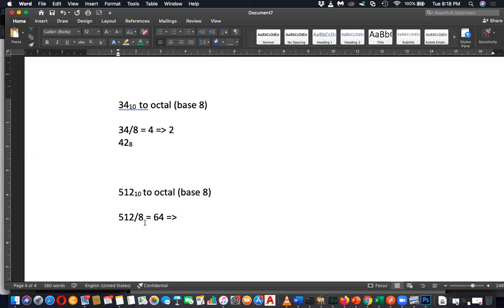Okay, what is the answer? It's remainder 0. Then 64 divided by 8.